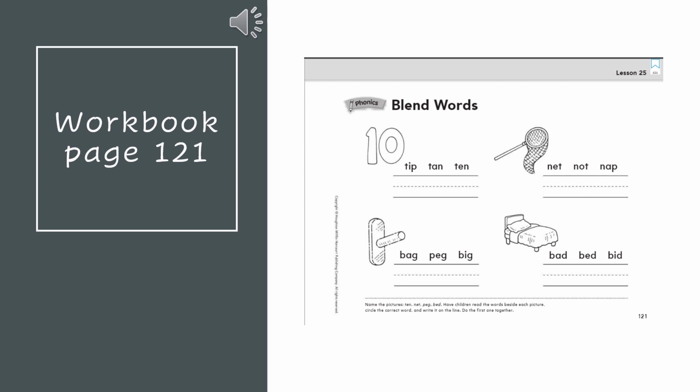All right, move down to the next row below it. That picture, that's something that you would put on your wall to hang something on. Sometimes we call it a hook, but that one is called a peg. P-e-g. Peg. And the last one on that page is a bed. B-e-d. Bed.